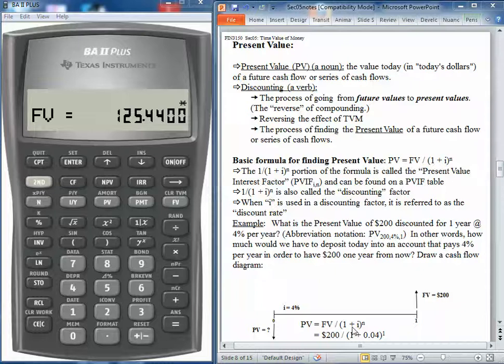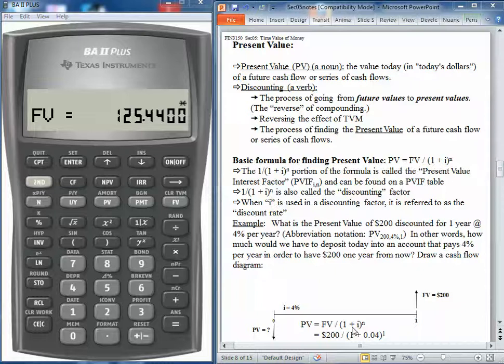Let's say that you know that you need a certain amount sometime in the future. Let's say you're saving for a car. You're going to need $15,000 to buy an economy car 2 years from now. How much do I need to have now in order for it to accumulate into some value needed in the future? Well, that's where we would use the term present value.